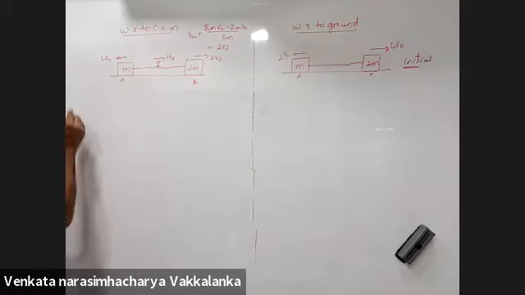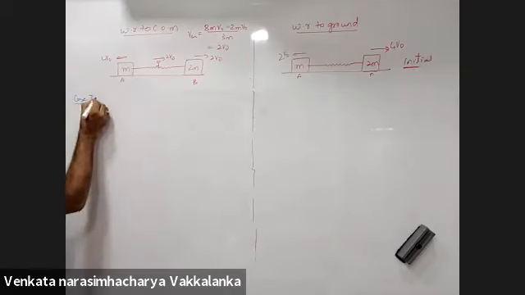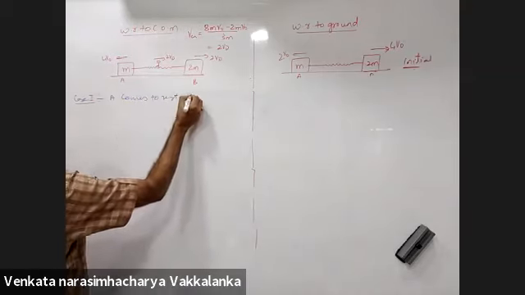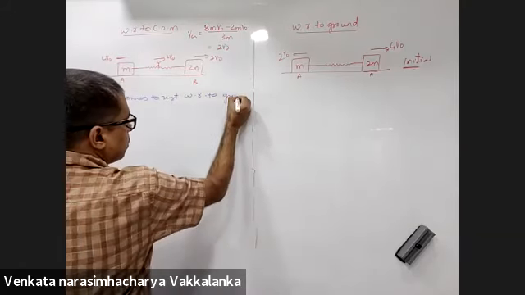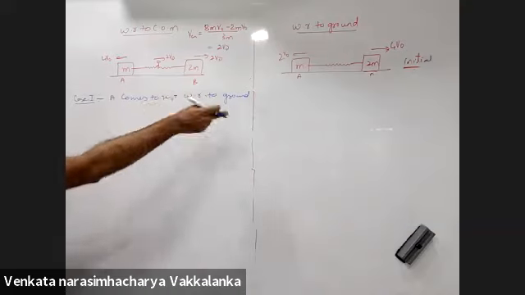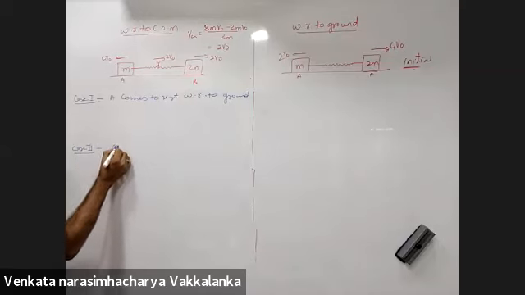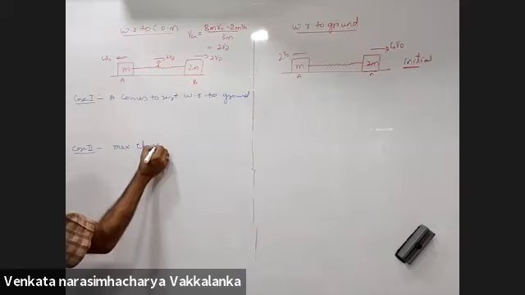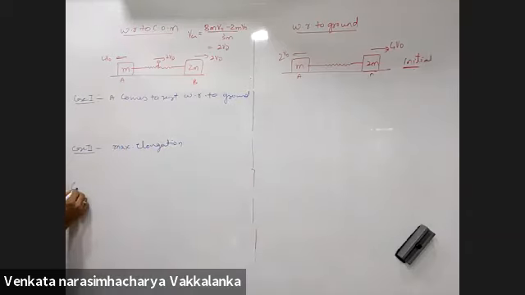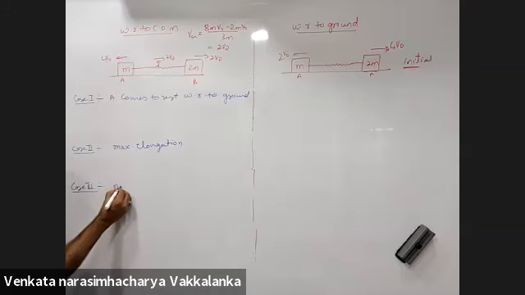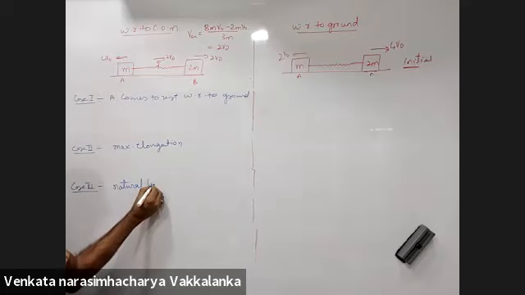Now, what all am I supposed to deal with? Case 1, A comes to rest with respect to ground. At that instant, find the velocity of B with respect to ground. Case 2, maximum elongation. Case 3, natural length.